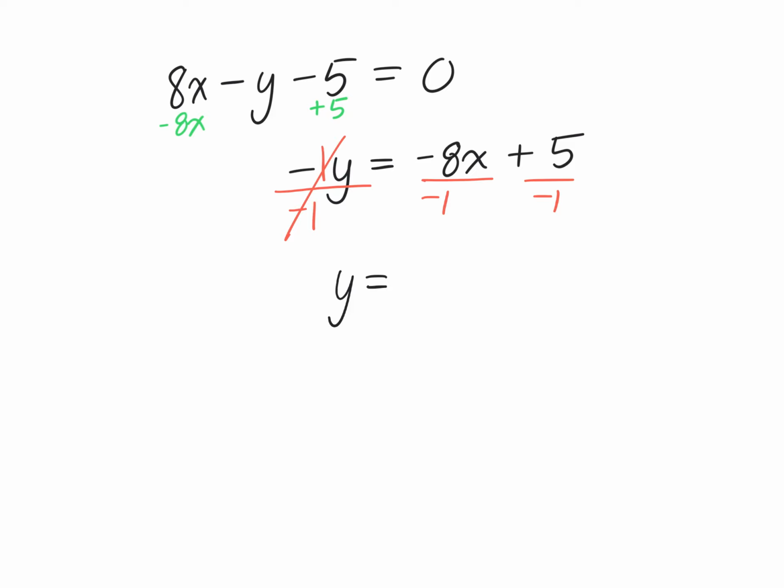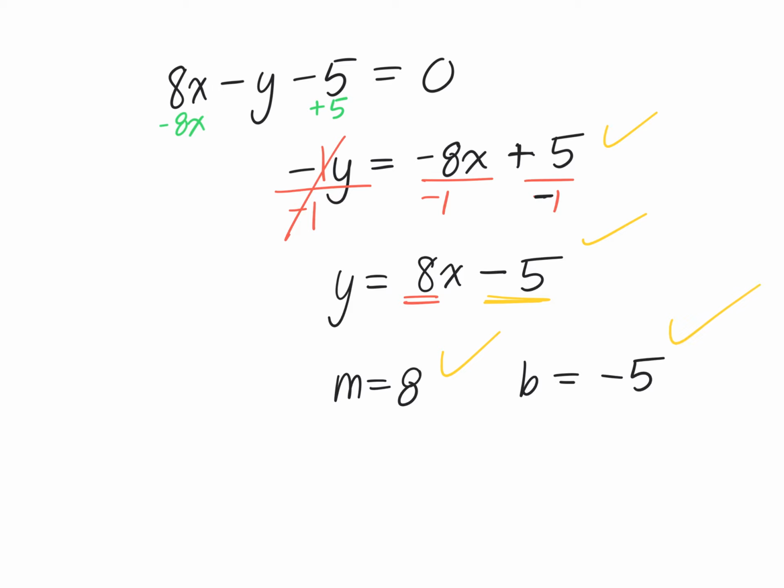Y equals... negative divided by negative is a positive. Positive divided by a negative is a negative. Now what's the slope? M equals... what's the slope? And B equals negative 5. Include the signs. So 1, 2, 3, 4 marks on your test for this.